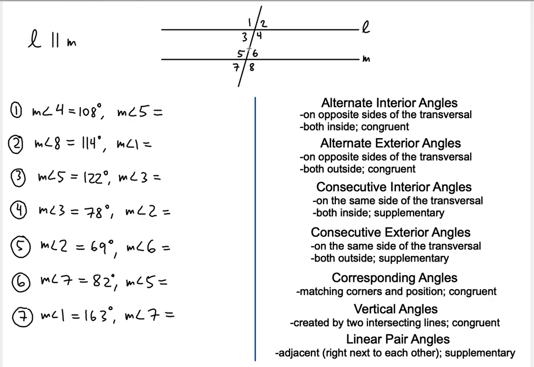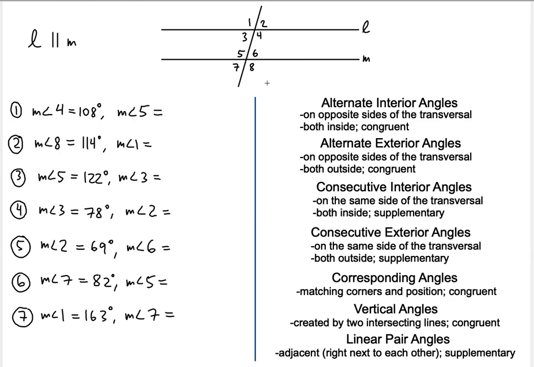Okay, 1 is to the left of the transversal, and so is the 5. And 5 is above line M, so is the angle 1. It's above line L. The next pair is 3 and 7. That's a corresponding angle pair. 3 is to the left of the transversal, and so is the 7 to the left of the transversal. 7 is below line M. 3 is below line L, right? So they are matching corners and matching positions. And the last pair is 8 and 4. 4 is to the right of the transversal, so is the 8 to the right of the transversal. 4 is below line L. 8 is below line M.